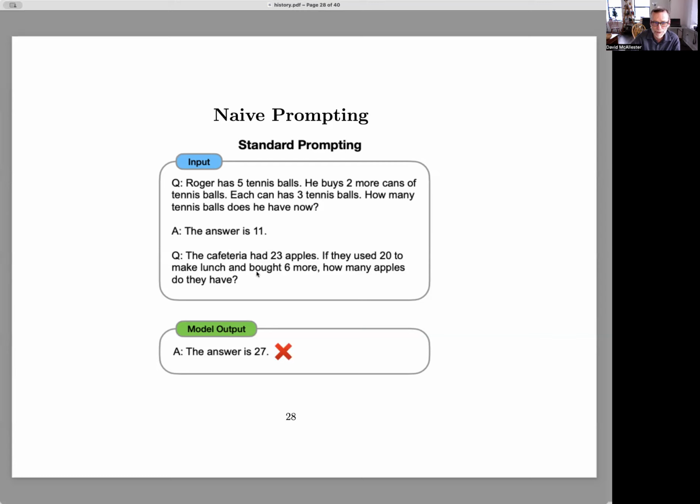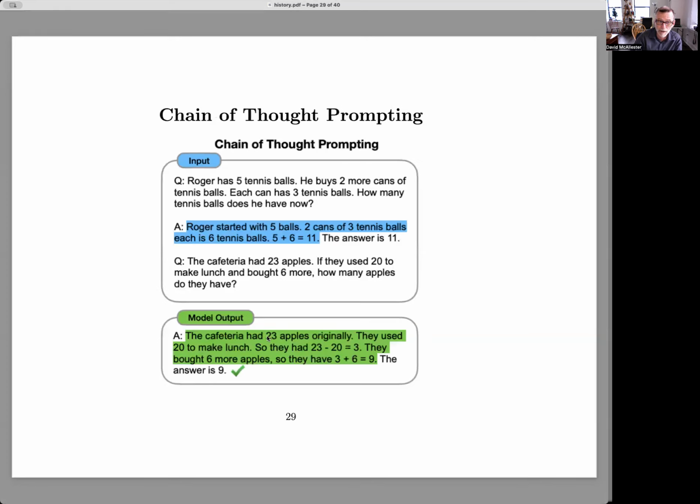This is a prompt. You're giving the language model this as a prompt. You're saying, continue this line of text. So you're asking ChatGPT to continue from here. And the way to continue from a question is to give an answer. That's the pattern in the prompt. So if you just give it this prompt, it says the answer is 27, which is wrong.